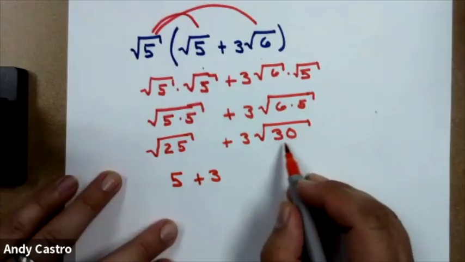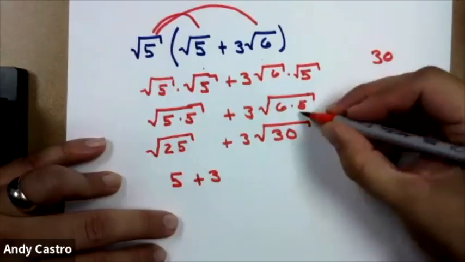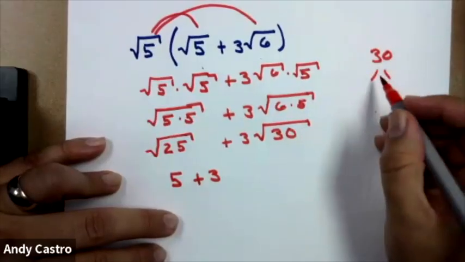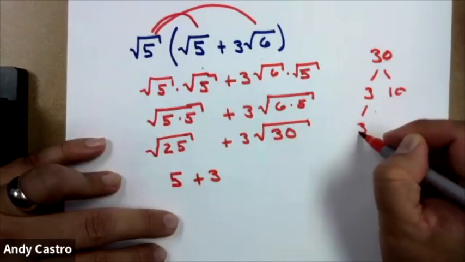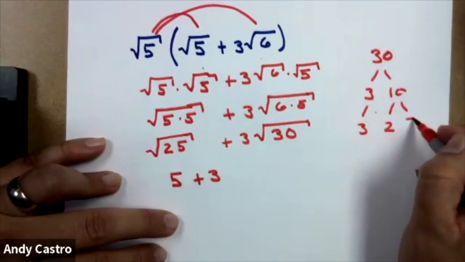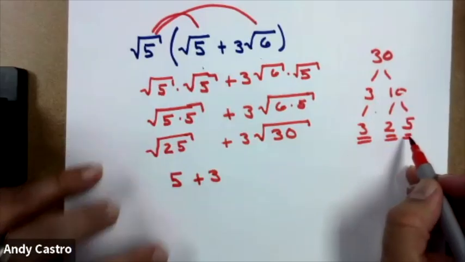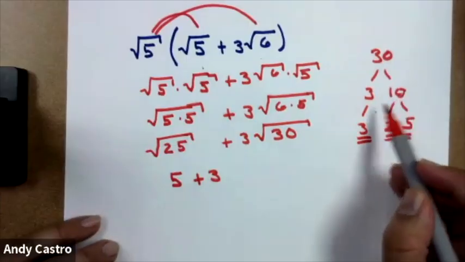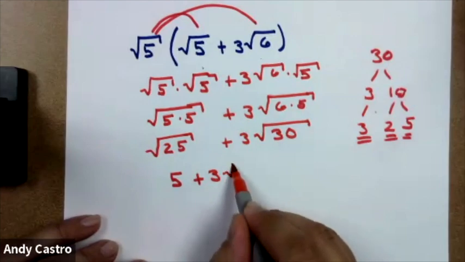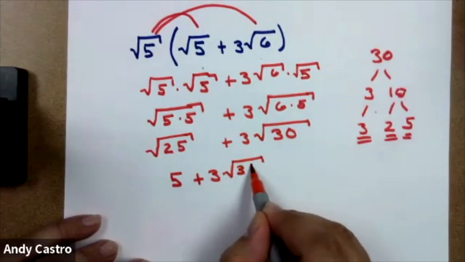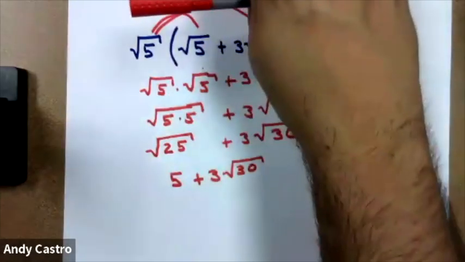Now, can we do anything with the 30? Well, we really can't, even though it looks like we should be able to maybe get something out of it. No matter how we factor tree this thing down, your primes, you're not going to have any squares in here. 10's not a square, 3's not a square, 2, 5. These are all primes. So it actually is just going to stay root 30. 5 plus 3 times root 30.